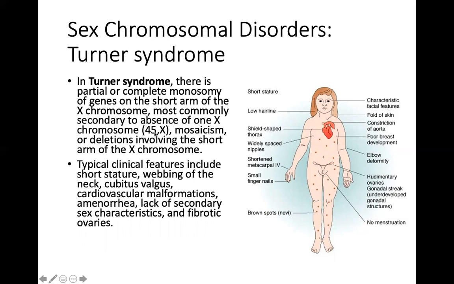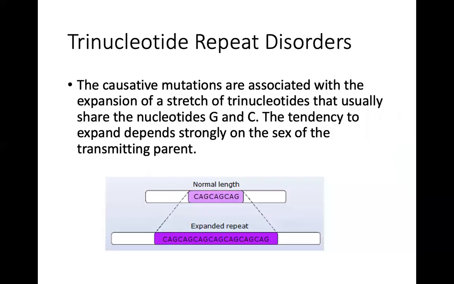That is 45,X siya. Okay, yung features na involves short stature, merong webbing of the neck, so parang wala kang liog, okay, cubitus valgus, so parang naka-bend yung kamot mo. We also have cardiovascular malformations, amenorrhea, lack of secondary sex characteristics, and fibrotic ovaries, small fingernails, okay, brown spots, etc. Poor breast development. Alright, sige. Next is your trinucleotide repeat disorders.